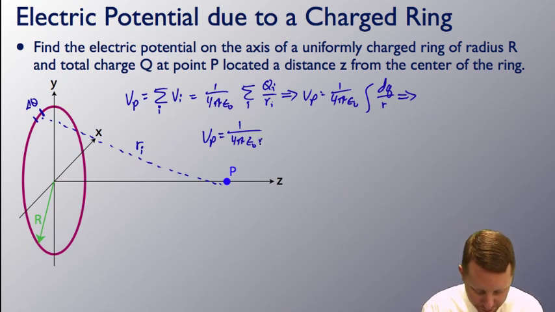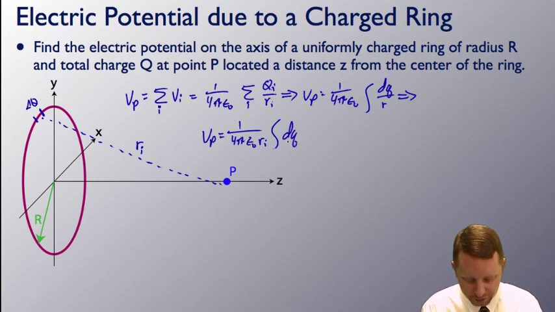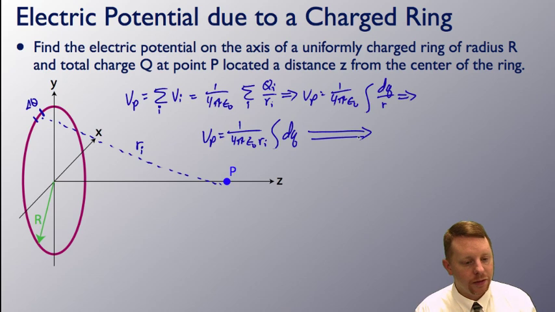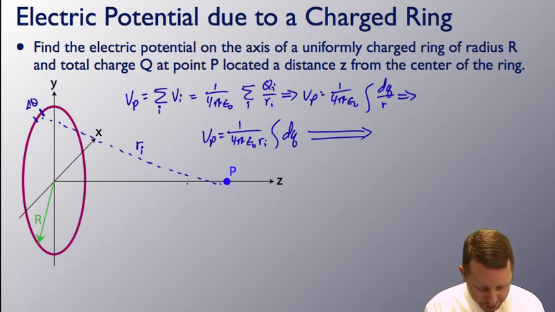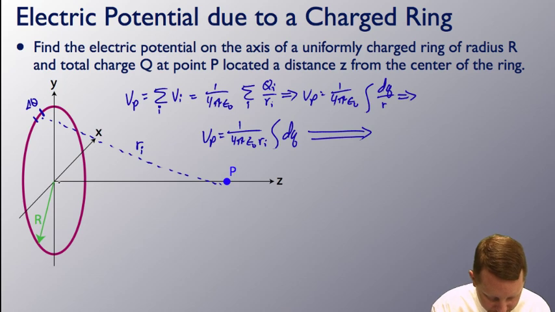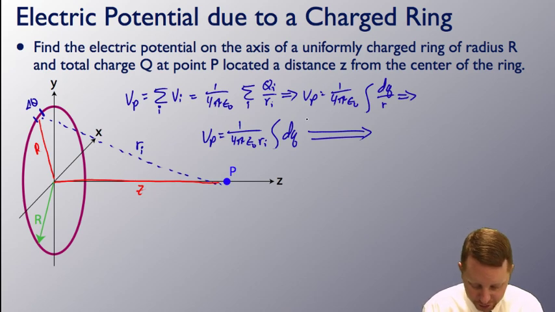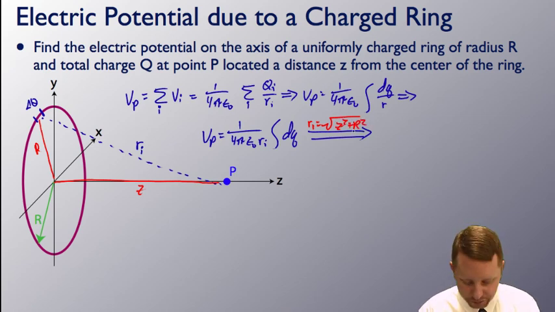Anywhere around the ring, ri is the same. You're the same distance from point P, so that's a constant. Integral of dq. Well, what else do we know? If we make a right triangle out of it, we have one side here, and our other side here, whose distance is R, there's z. So we've got a right triangle. We could say that ri is equal to the square root of z squared plus capital R squared. And of course, the integral of dq is just going to be our total charge q.